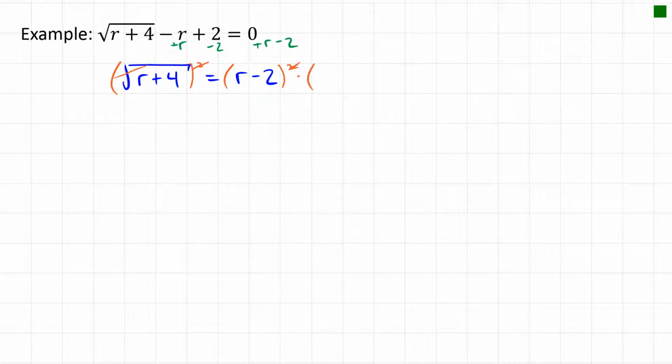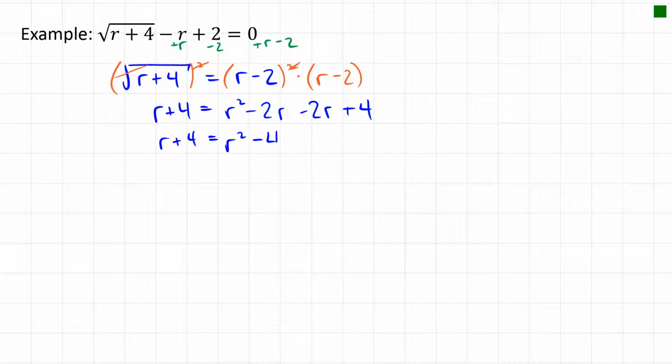And to square a binomial, I always want to FOIL. So I have r plus 4 is equal to, and then I have to square this binomial. So that's r squared minus 2r minus 2r plus 4. So I have r plus 4 equals r squared minus 4r plus 4. Subtract r, subtract 4, subtract r, subtract 4. That leaves me with 0 equals r squared minus 5r, and ooh, the 4s cancel. That's actually quite nice.